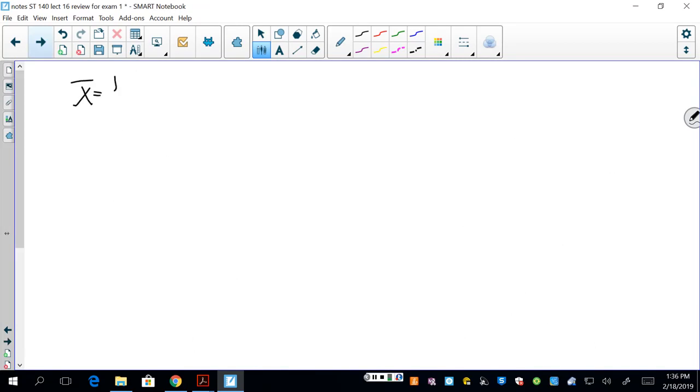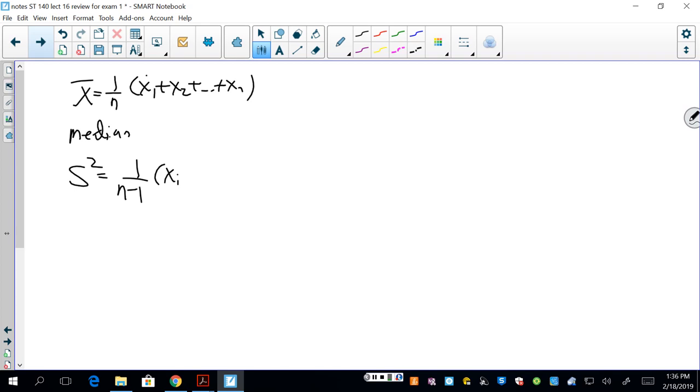For describing things, there's the average, just x1, x2, up to xn, and finding the median of a few data points. We had the sample variance, where we would take the sum of the xi's minus x bar, squared. And the standard deviation is the square root of that thing, which is called S.